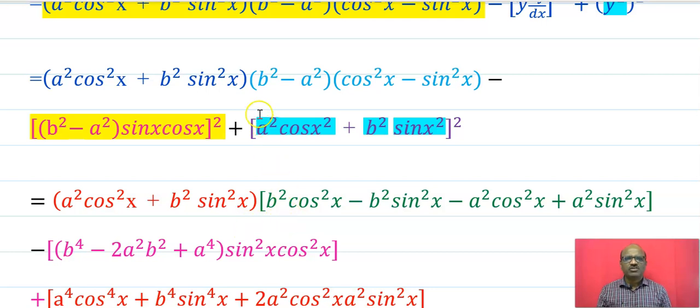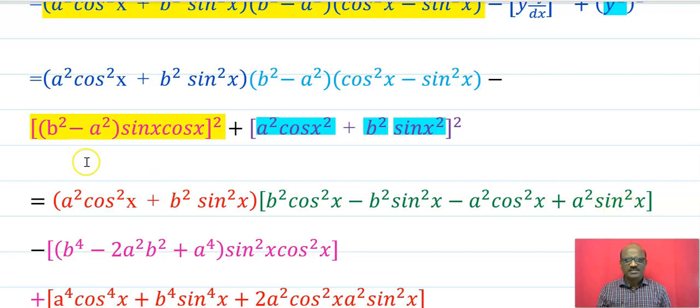Now the multiplication of b square minus a square into cos square x minus sin square x. What is their multiplication? That is b square into cos square x. Here is b square into minus sin square x, that is minus b square into sin square x. Next, a square into cos square x, that is minus a square into cos square x. Next, it is minus and minus, that will become plus, that is plus a square into sin square x.